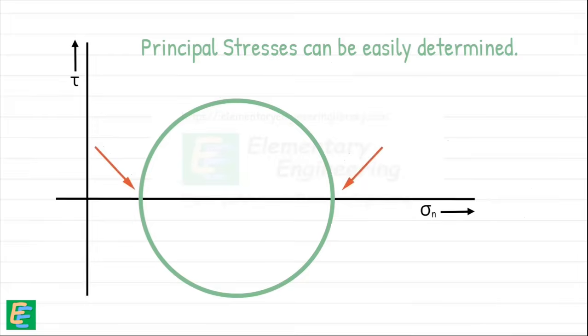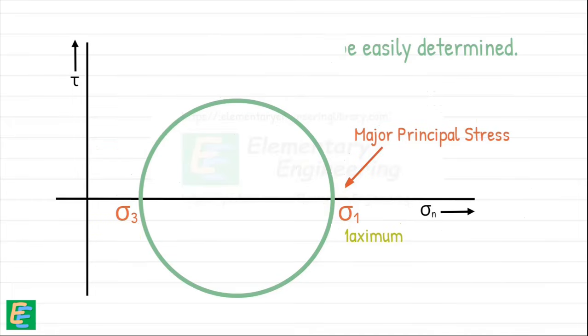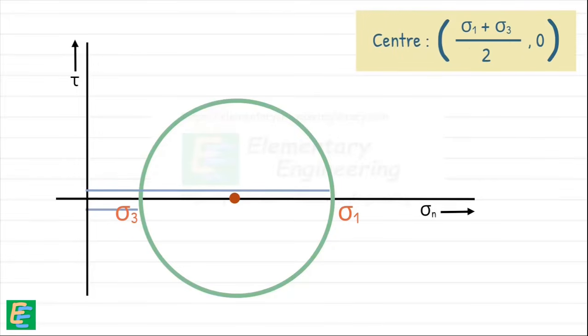These 2 points on the circle represent the major and minor principal stresses, sigma 1 and sigma 3, which are the maximum and the minimum normal stresses. We can see that these points satisfy the definition of principal stresses because the shear stress at these points is 0. The center of the circle can also be written in terms of major and minor principal stresses as their midpoint. The radius of the circle in terms of principal stresses can be written as this.